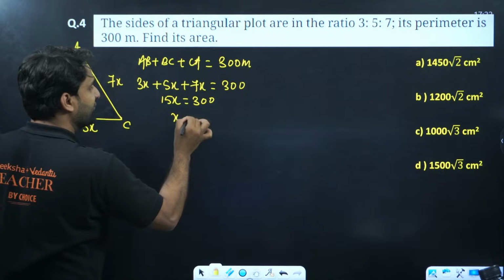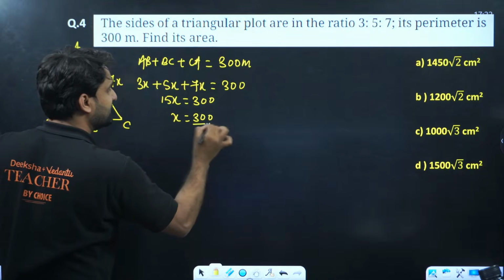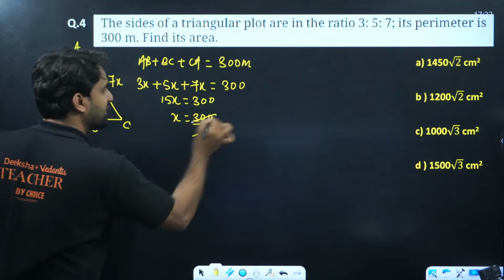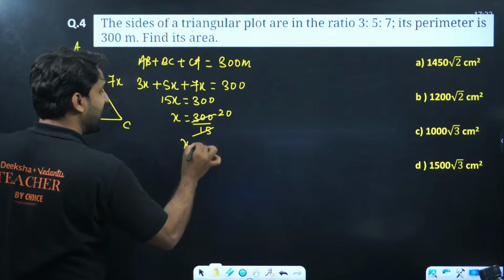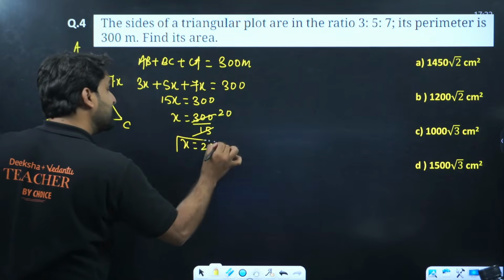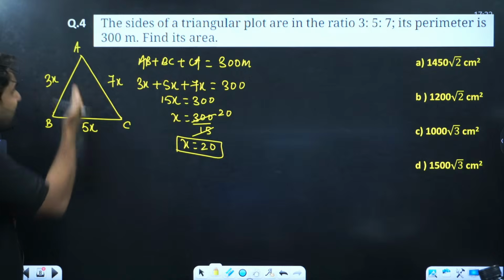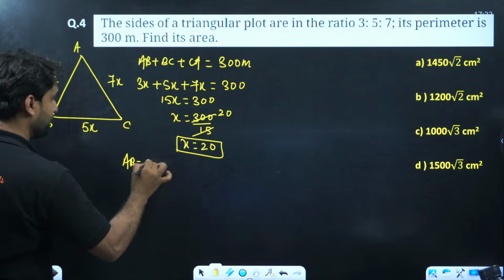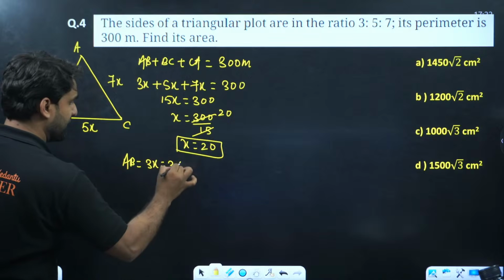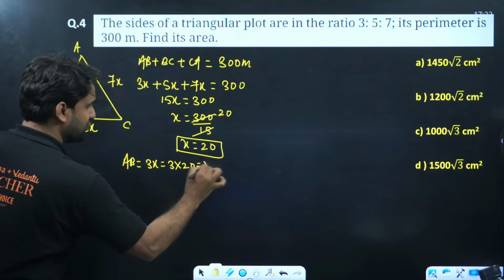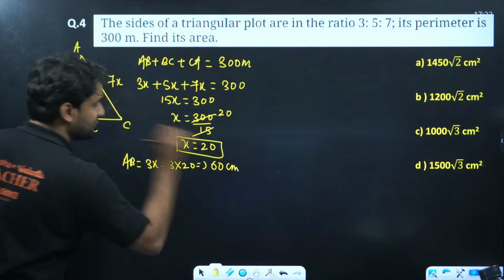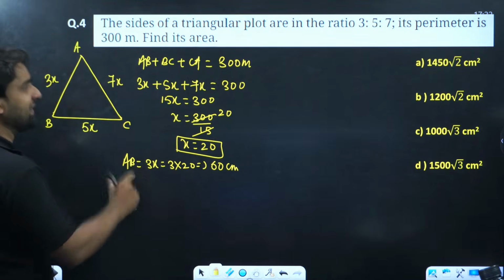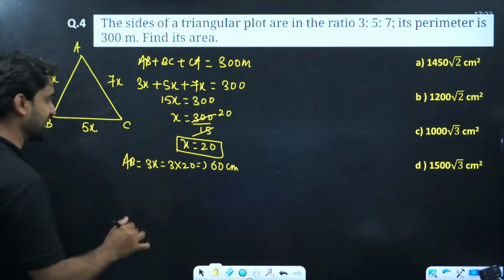So what will be the value of x? This will be 15 twos are 30, so 20. So we have x is 20, and once you get x, you can find out all the sides. So AB is equal to 3x, so 3 into 20, so it has to be 60 centimeter. So the exact length of AB we now have is 60 centimeter.